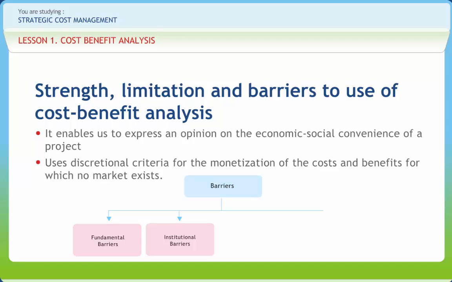Next, institutional barriers. They include lack of consensus on relevant policy objectives, formulation of policy objectives inconsistent with cost-benefit analysis, priority given to policy objectives unsuitable for cost-benefit analysis, rigidity of reallocation mechanisms, and abundance of resources.